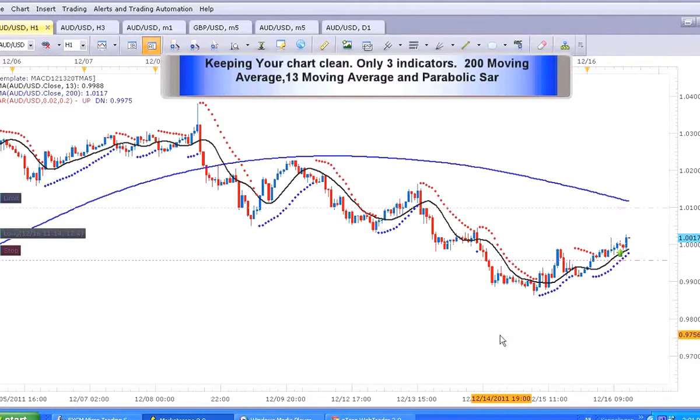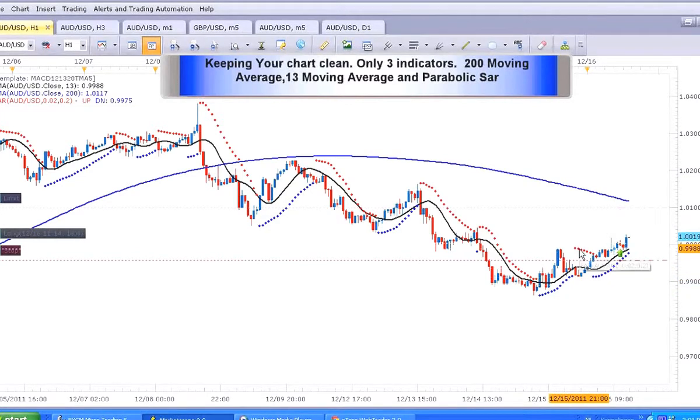And this software is from FXCM Markets. It's pretty simple and clear. I hope that this helps you. Again, let me recap. Two moving averages, parabolic, price below 200, you are looking to go short.